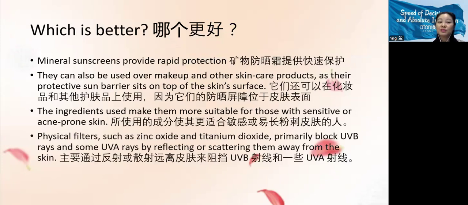They can also be used over makeup and other skin care products as their protective sun barriers sit on top of the skin surface. The ingredients used make them more suitable for those with sensitive or acne-prone skin. Physical filters such as zinc oxide and titanium dioxide will block out the UVB rays and some UVA rays by reflecting and scattering them away from the skin.